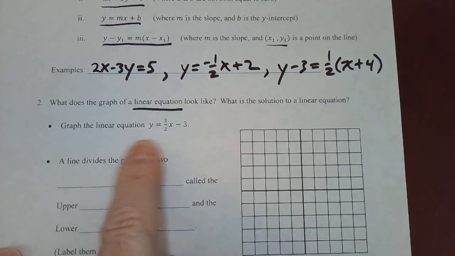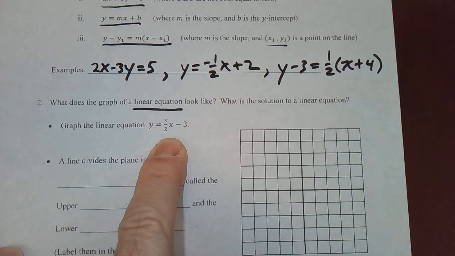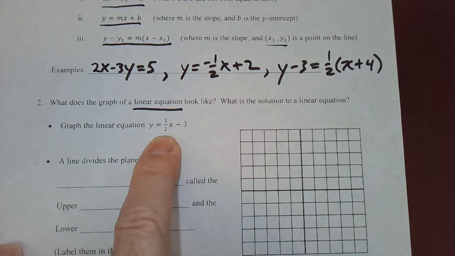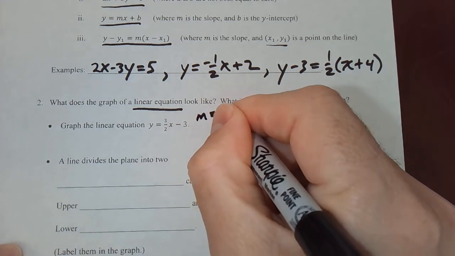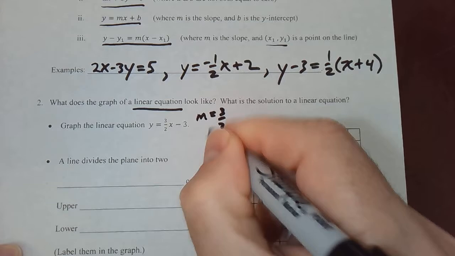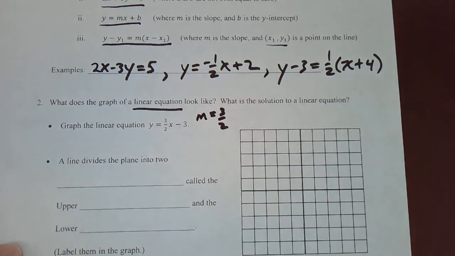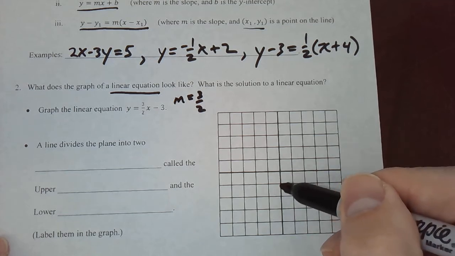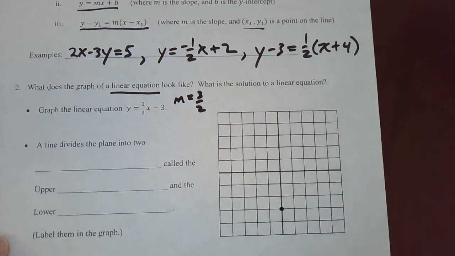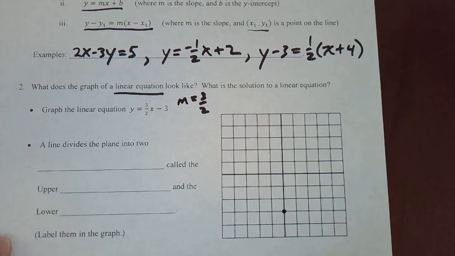Graph the linear equation y equals 3 over 2x minus 3. Well, this is in slope-intercept form. The slope is 3/2. Maybe I'll write that down. And the y-intercept is negative 3. So let's plot that y-intercept. Here's the origin, so that's the y-intercept.